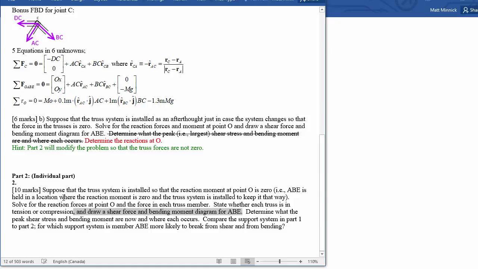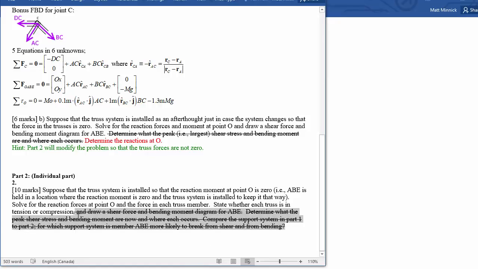We're not going to do that. That's next week. Determine what the peak shear stress and bending moment are now and where each occurs. We're not going to do that either. Compare the support system in part 1 to part 2. Which support system for which is member ABE more likely to break from shear and from bending? So we're not going to do that either.